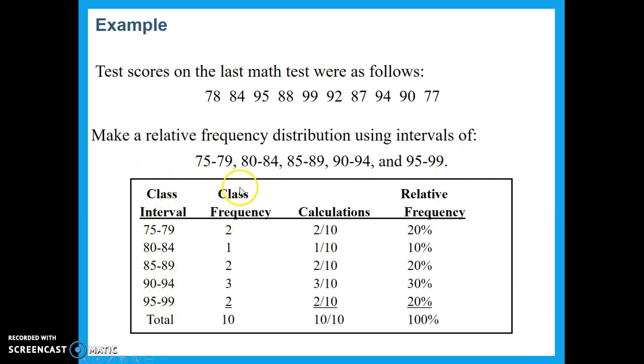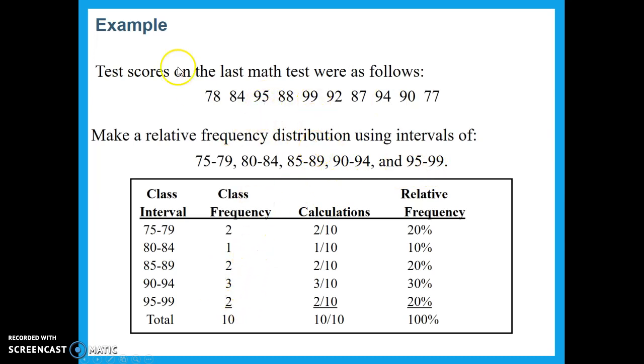Our class frequency, so how many of these tests landed within this interval? Well, for 75 to 79, we have 78 and 77, so that would be 2. 80 to 84, we have 84, and looks like that's it, so 1. 85 to 89 would be 1, 2. 90 to 94 would be 90, 92, and there's 94, so 3. And then 95 to 99 would be 95 and 99.